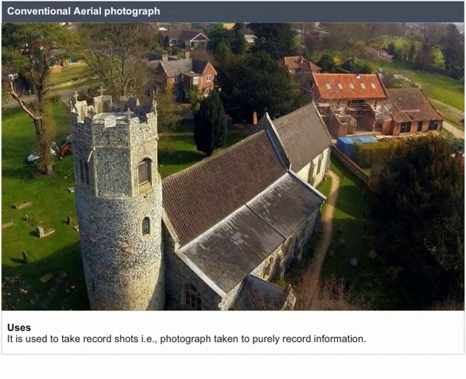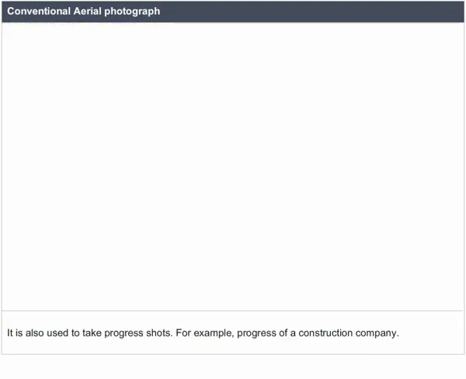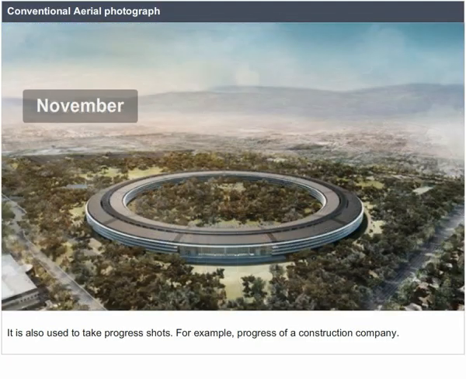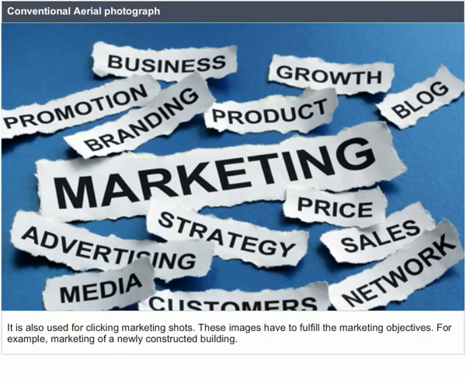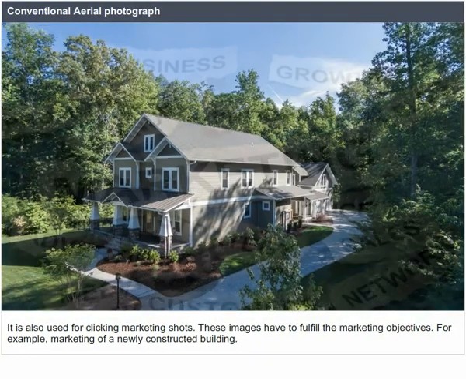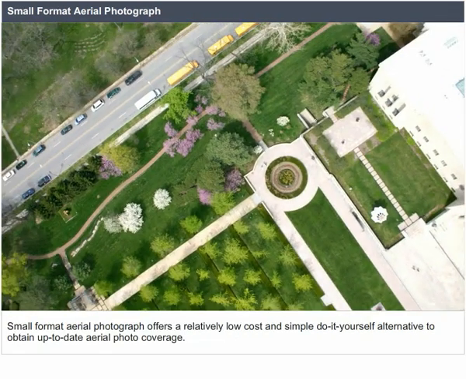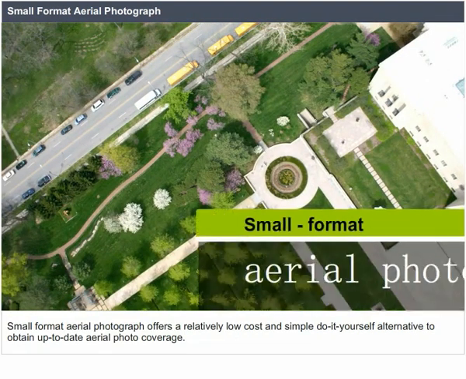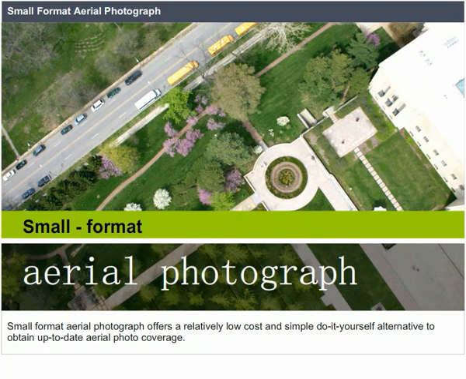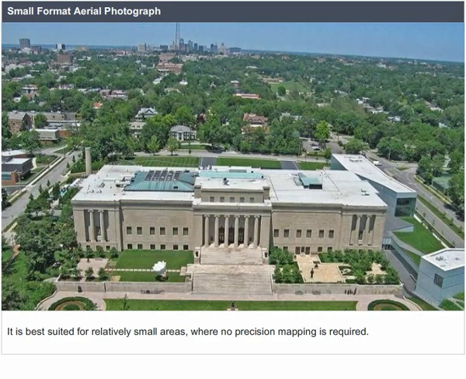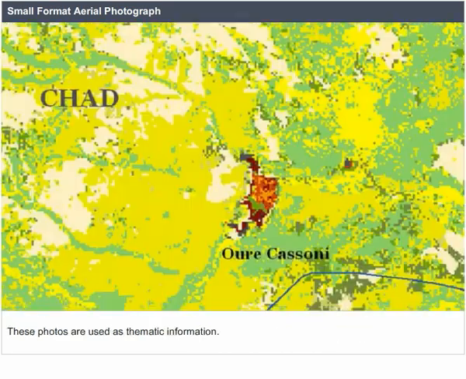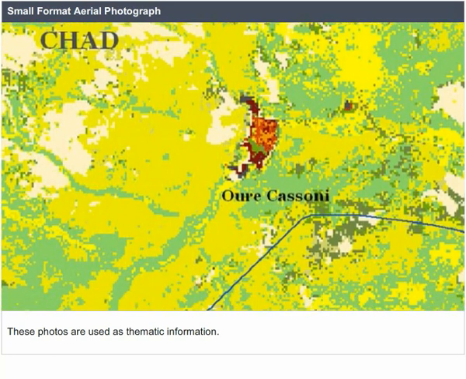Uses. It is used to take record shots, that is, photographs taken purely to record information. It is also used to take progress shots, for example, progress of a construction company. It is also used for taking marketing shots. These images have to fulfill the marketing objectives, for example, marketing of a newly constructed building. Small format aerial photography offers a relatively low cost and simple do-it-yourself alternative to obtain up-to-date aerial photo coverage. It is best suited for relatively small areas where no precision mapping is required. These photos are used as thematic information.